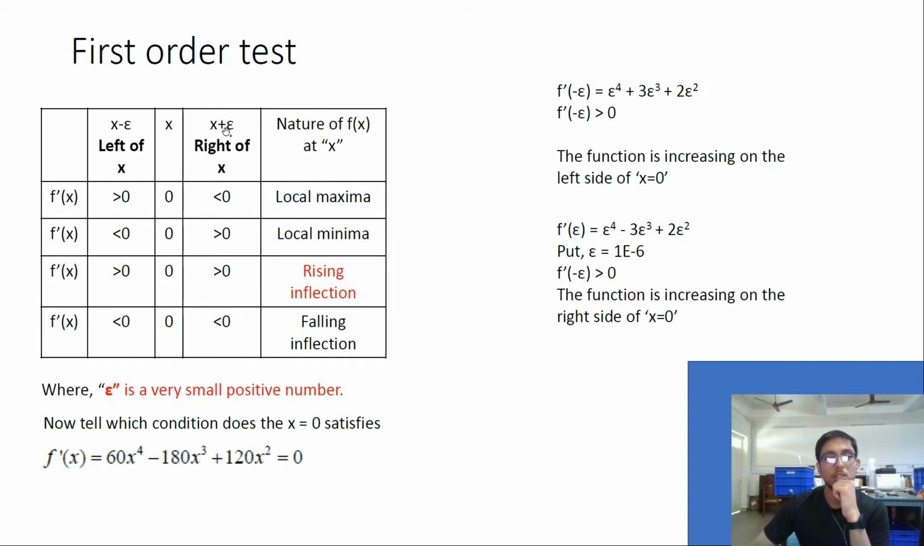Now, when we put x is equal to plus epsilon, Prasanna was able to get it correctly, but I had a little difficulty determining the sign of this thing. So I just put epsilon is equal to 10 to the power minus 6. Here it should be f dash of plus epsilon. The value that I got was greater than 0. That means the function is increasing on the right side of x naught also. So it is going into this particular scenario of our first order test, and we call x is equal to 0 a rising inflection.